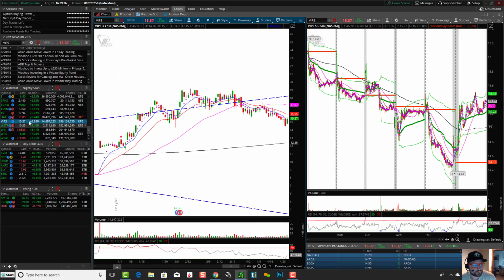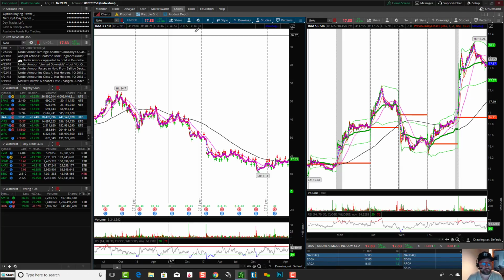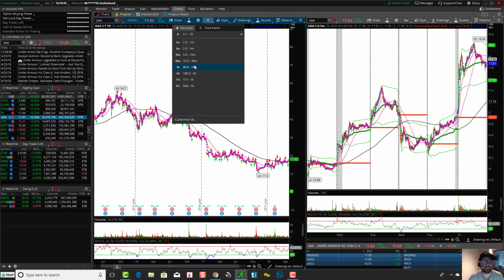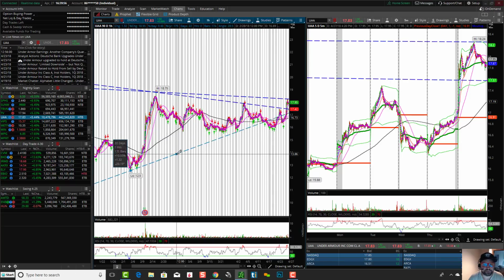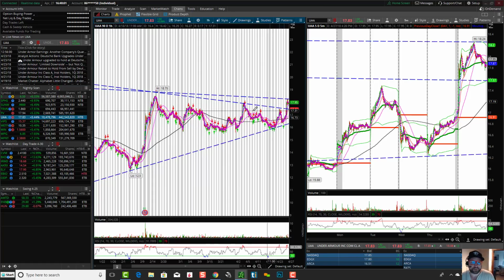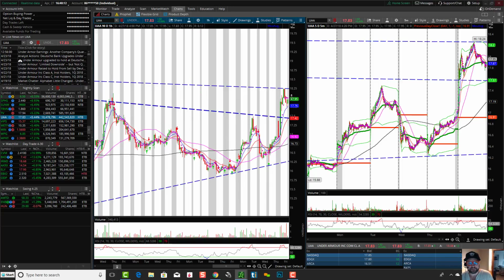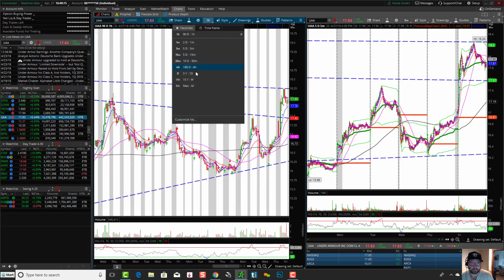VIPs. No. Let me look again one more time at Under Armour. Go back to the hourly. Kind of see. It's kind of got this symmetrical, close to ascending triangle-ish pattern. It's hitting this resistance. It broke out here, but it may be setting up here on the hourly again. Let's see on the daily.